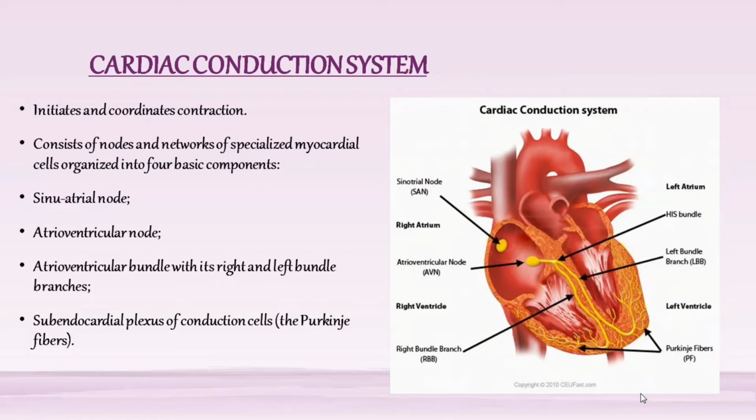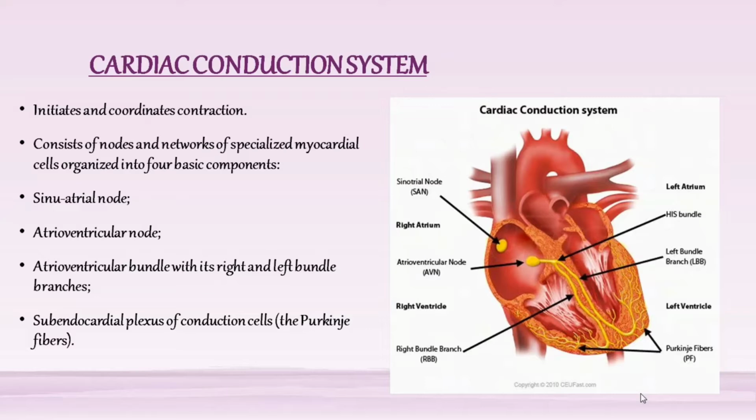So the first part is cardiac conducting system. The normal heart, which contracts rhythmically at about 70 beats per minute in the resting adult. This property of the heart is because of the musculature of the atria and ventricles, which is capable of contracting spontaneously. Now, this contraction occurs as a result of cardiac conduction system, which initiates and coordinates the contraction.